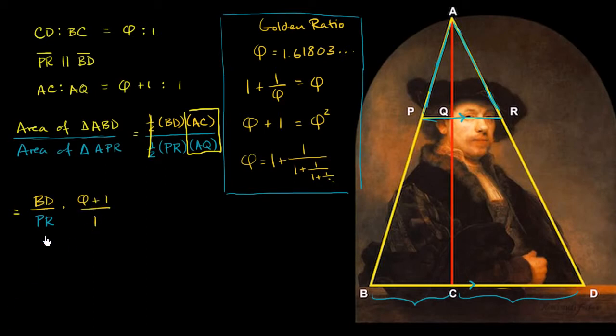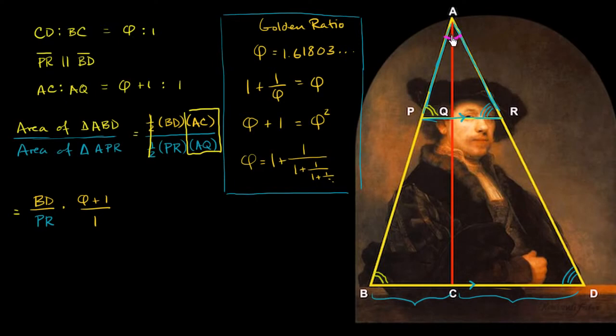So what's the ratio of BD to PR? So the ratio of the base of the larger triangle to the base of the smaller triangle. So let's think about it a little bit. What might jump out at you is that the larger triangle and the smaller triangle are similar triangles. They both obviously have angle A in common. And since PR is parallel to BD, we know that this angle corresponds to this angle. So these are going to be congruent angles.